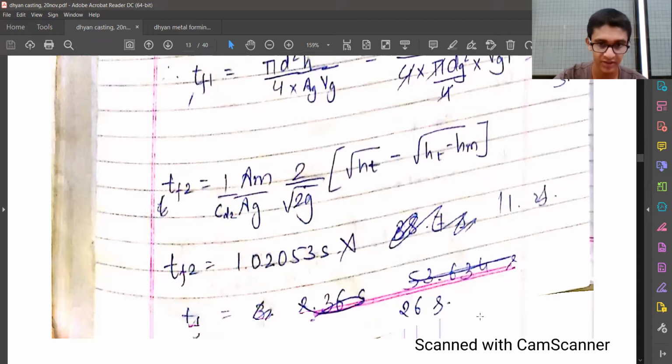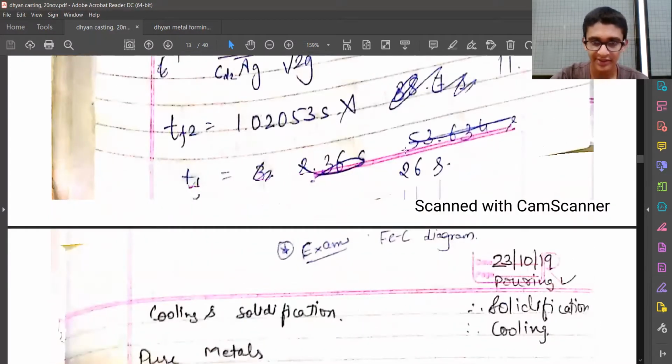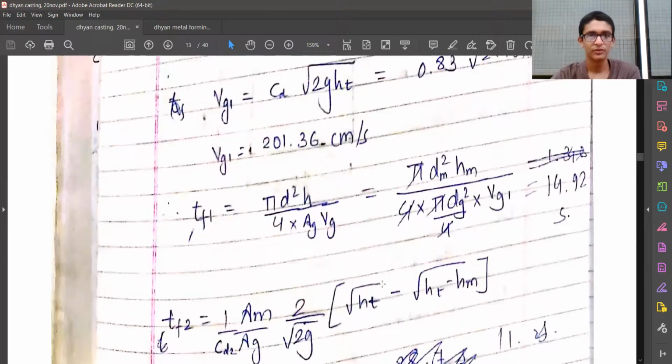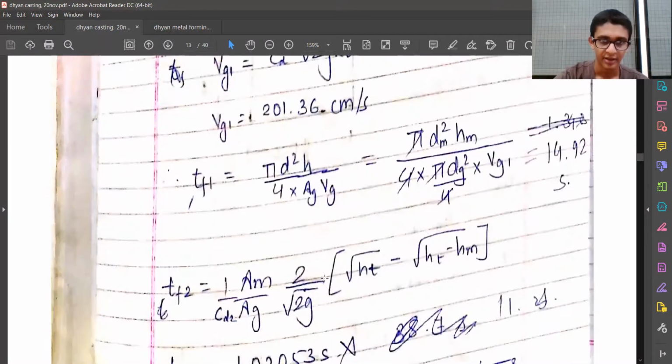Hence the total time to fill this mold, which is a complex one, the cylinder, is equal to 26 seconds. So that's what we have, the two times we have added, and we'll stop over here.